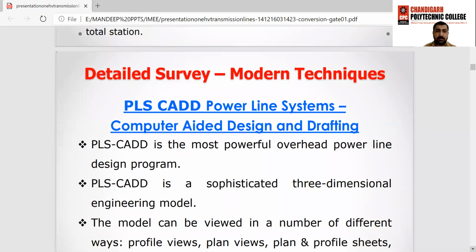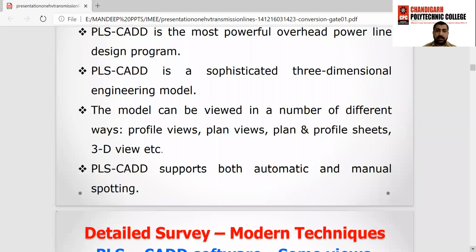And the third one is PLS-CAD, power line systems, computer-aided design and drafting. PLS-CAD is the most powerful overhead power line design program. PLS-CAD is a sophisticated three-dimensional engineering model. The model can be viewed in a number of different ways: profile views, plan and profile sheets, 3D views. PLS-CAD supports both automatic and manual spotting.